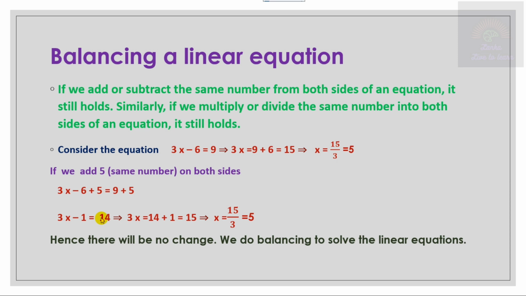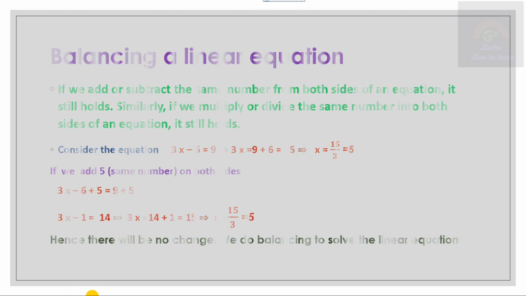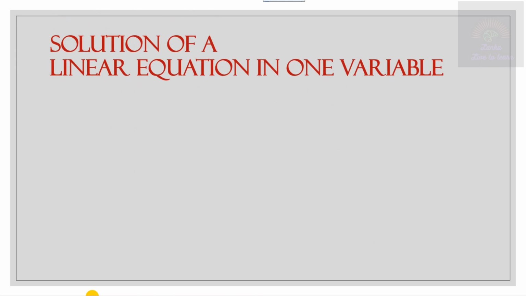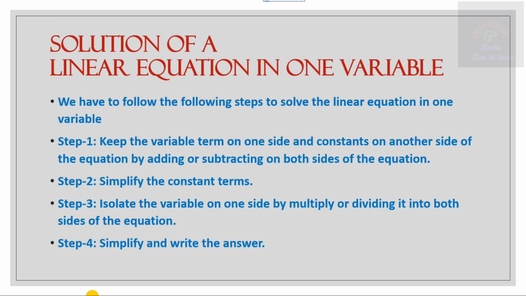So we use this technique to solve the linear equation by a simple method, that is by adding or subtracting. Suppose you take this 3x minus 6. If you add plus 6 on both sides, the 6 will get cancelled. So we use this technique to solve the linear equation. Now, the solution of a linear equation in one variable. What is a solution? Solution is nothing but finding the value of the variable.